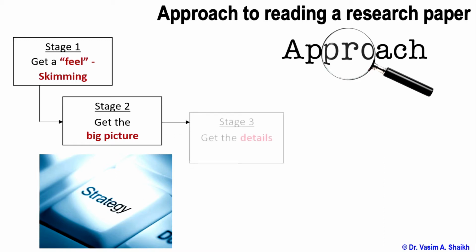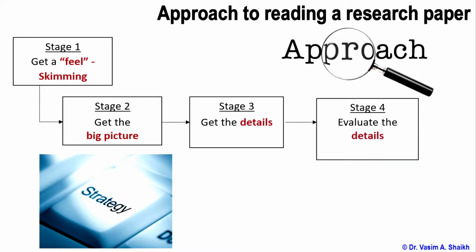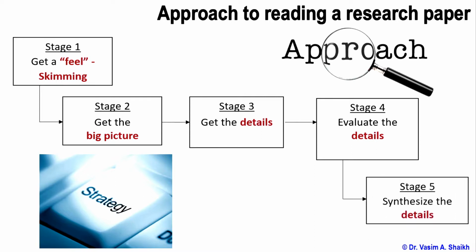Then stage 3 is you get the details, the minute details. Stage 4 is where you evaluate all these details. You can evaluate the paper. And finally, you have to synthesize the details and synthesize the paper. So these are stage 1 to stage 5. Depending on your area, your interest, and what you want from the paper, you can go to stage 1, 2, 3, 4, or 5. But you cannot directly jump on to stage 5. You have to go from stage 1, stage 2 to stage 5, like that.